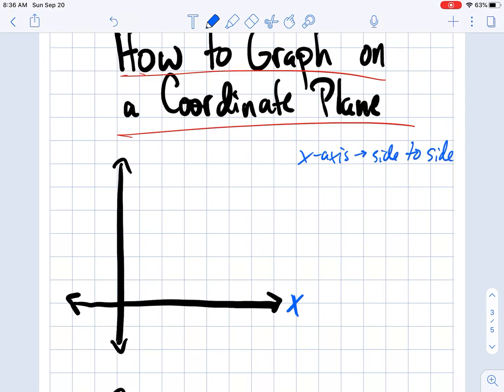And the math word for that is horizontal. It is the horizontal axis. The other axis is called the y-axis. The y-axis goes up and down. And the math word for that is vertical, okay?